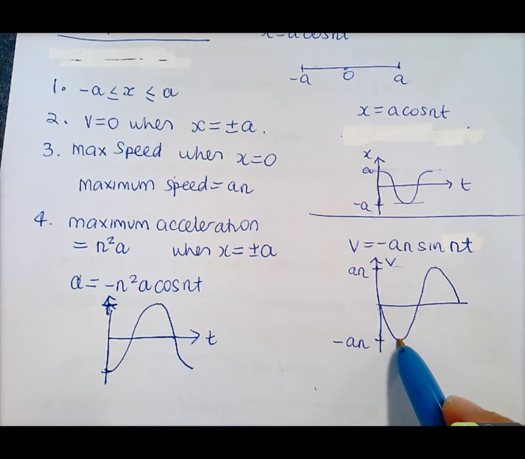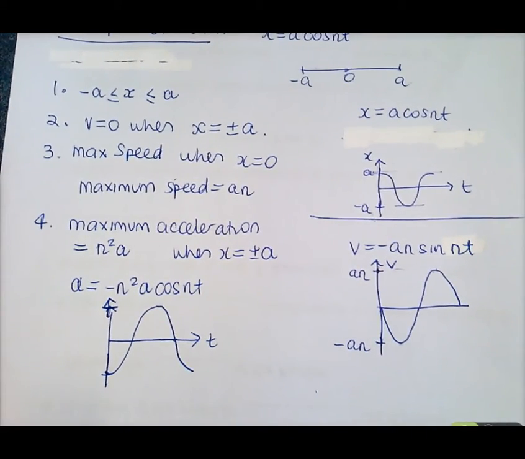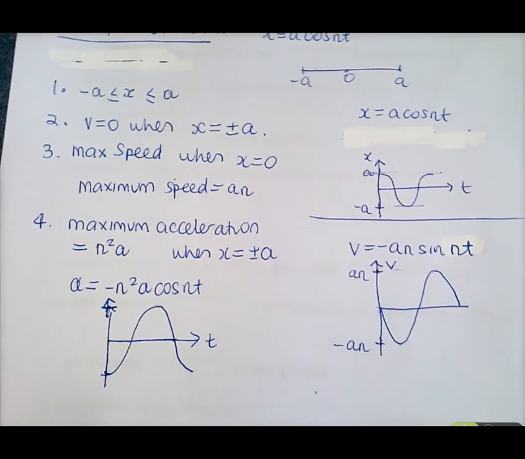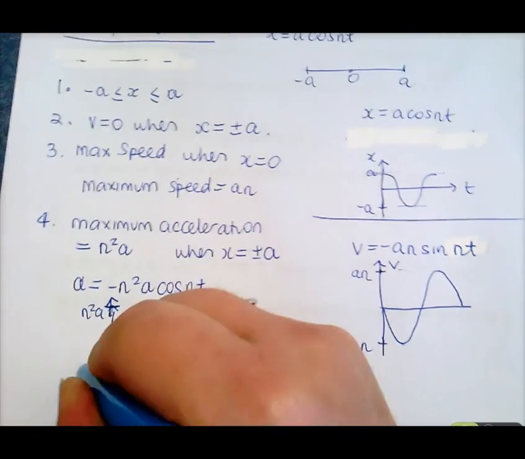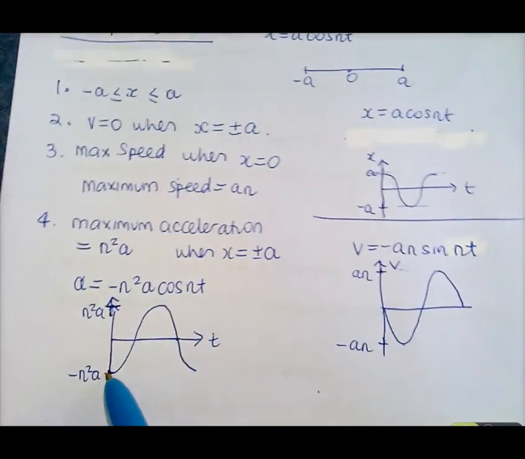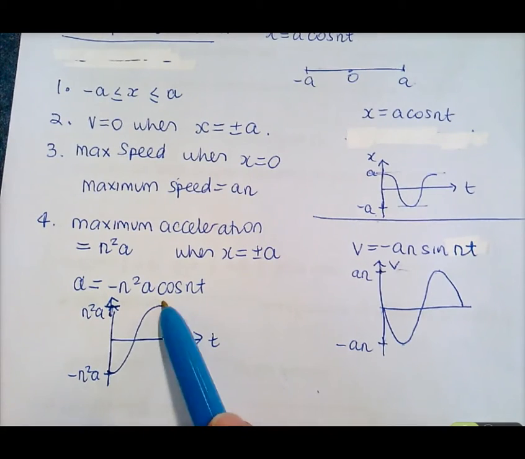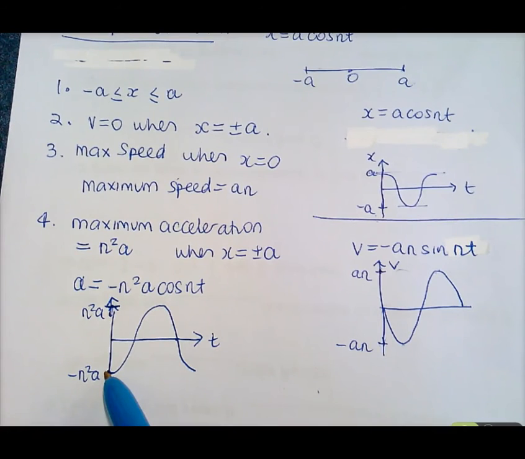Speed. No, speed is irrespective of direction. If it's velocity, I'd put plus or minus AN. Yes. The acceleration at this point is n squared a. The acceleration here is negative n squared a. The magnitude is the same, but this is acting to the right, and this is acting to the left. This is acting to the left as well. Same maximum acceleration, but to the left.